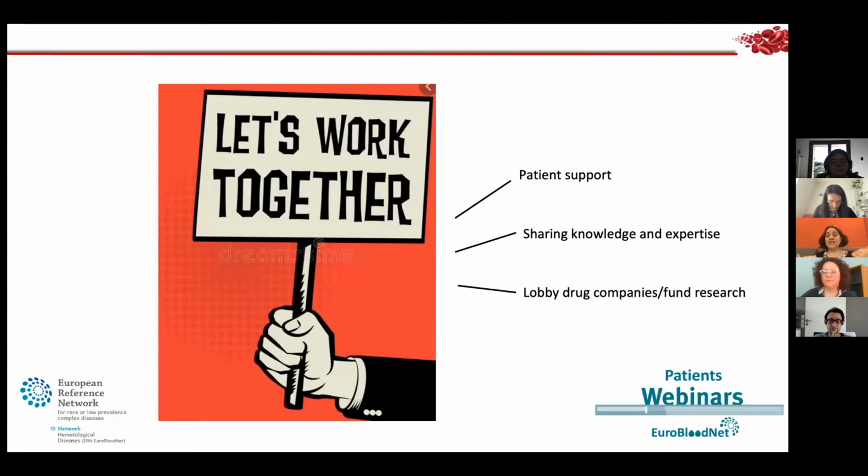And then let's work together to lobby drug companies to fund research so that we can try and find, sometimes it's not even about finding new drugs, the luspatercept and sotatercept. It's about trying drugs that already exist and are already available for other conditions.